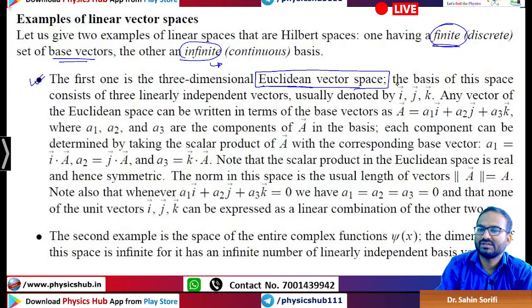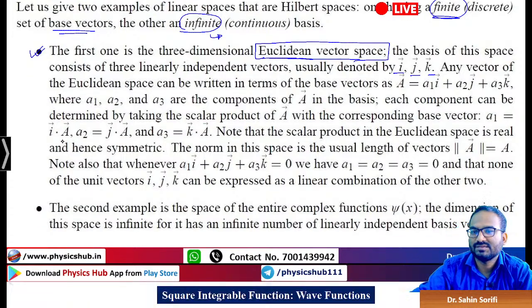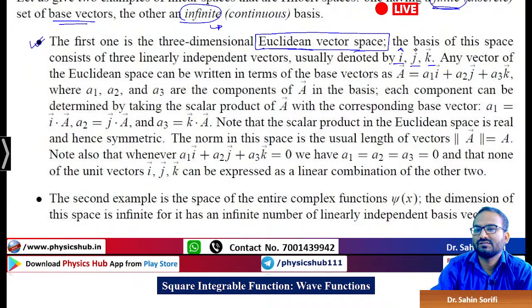First one is the 3-dimensional Euclidean vector space. The basis of this vector space consists of 3 linearly independent vectors i cap, j cap, k cap. Any vector of the Euclidean space can be written in terms of these vectors, where a1, a2, a3 are the components of A in this basis. Each component you can determine by taking the scalar product of A with the corresponding base vector. If you want to calculate a1, you are going to take the dot product of A with i cap. So a1 is i cap dot A, a2 is j cap dot A, a3 is k cap dot A.